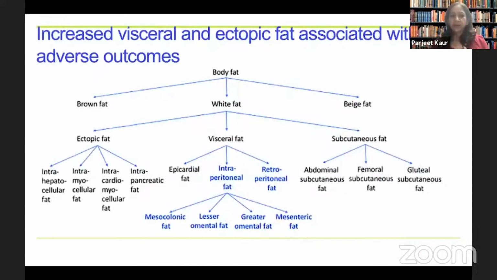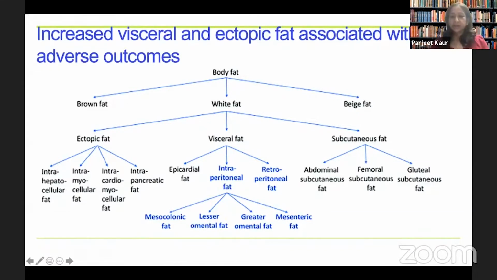Not only is the amount of fat which we want to know important, but the distribution of fat is also important. The total fat in the body can be divided into ectopic fat, the visceral fat, and the subcutaneous fat. Ectopic is where it should not be there, like intrahepatocellular, intramyocellular, cardiomyocellular, and pancreatic fat. Visceral fat is further divided into epicardial, intraperitoneal, and retroperitoneal. And intraperitoneal is further divided into the mesocolonic, lesser omental, greater omental, and the mesenteric fat.